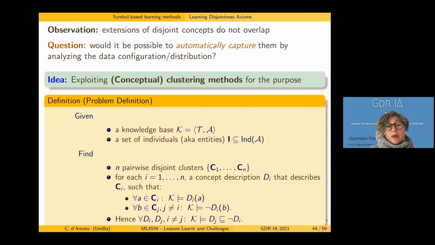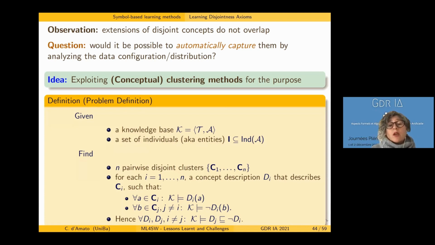The formal definition of the problem that we would like to solve is provided here, where given a knowledge base, where we have both the schema level information and assertional level information, and a set of individuals that could even be a small subset with respect to the whole bunch of individuals in the knowledge base, the goal is to find n pairwise disjoint clusters, and for each cluster, we would also like to find a description DI that describes each of these clusters.